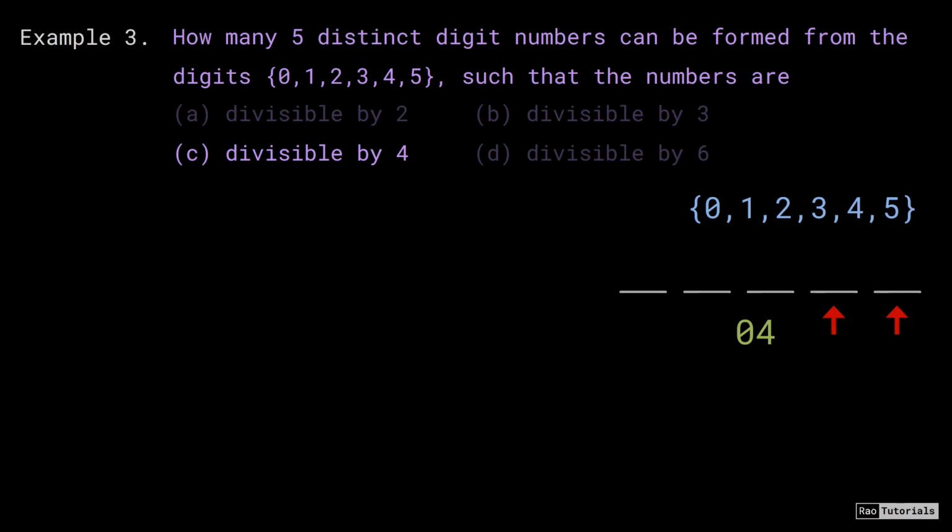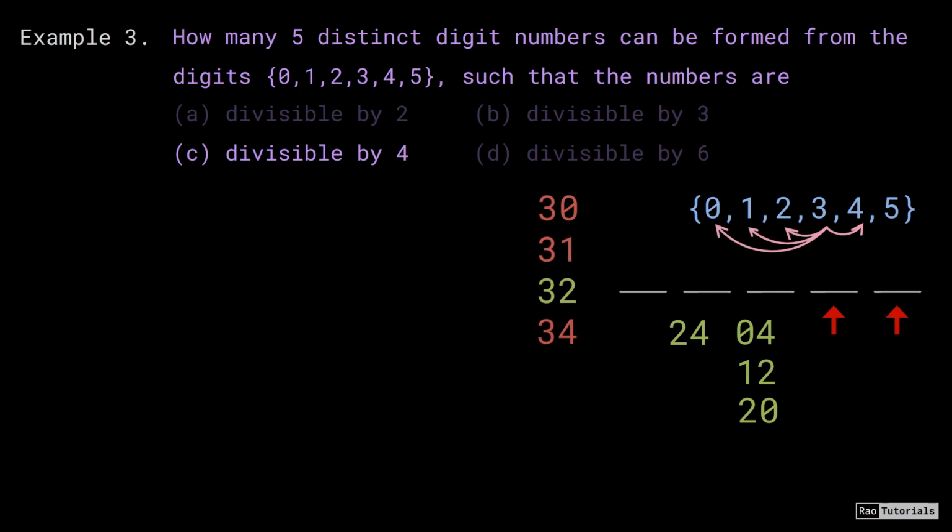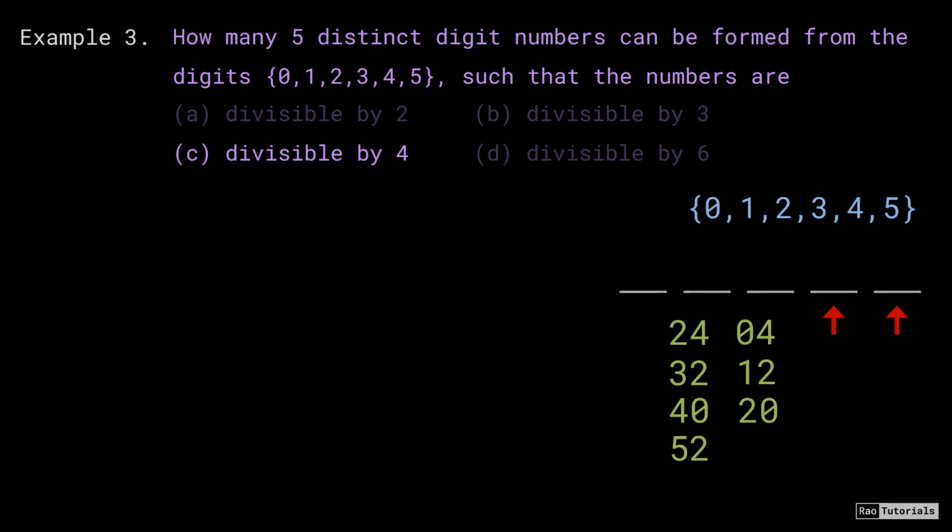Next, starting with 1 and pairing with other digits in the same way, we have 12 for the last two digits. Proceeding similarly, we get the digits that we want to place in the last two blanks. So the numbers divisible by 4 can be classified in the following types.